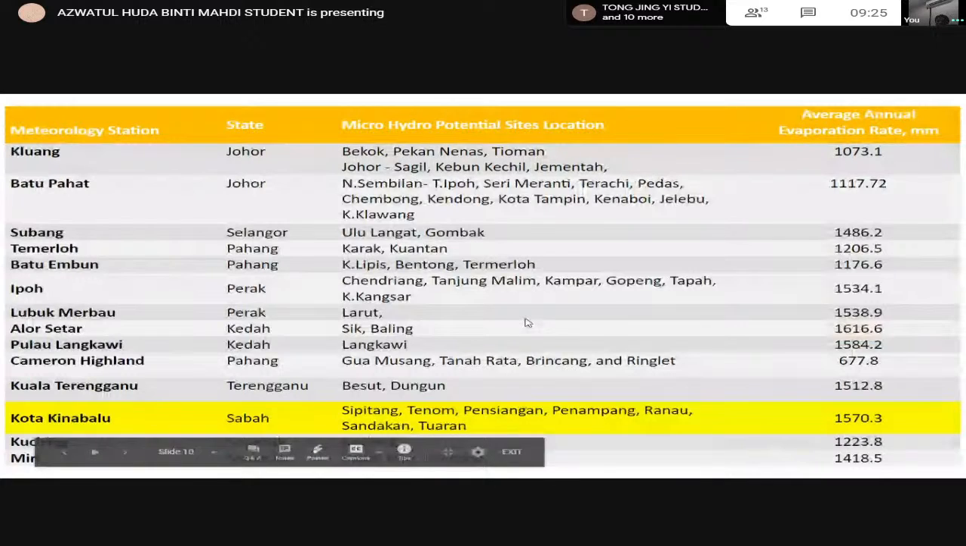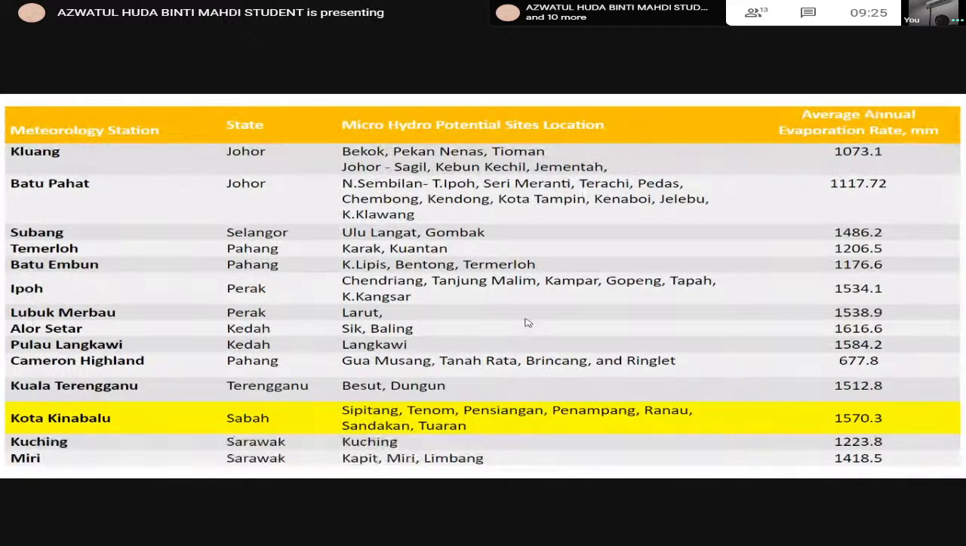Okay, as you can see in this slide, this is the potential site location in our country. Let's focus more on the meteorological station of Kota Kinabalu. The locations which are suitable are in Sandakan, Tuaran and Ranau. The average annual evaporation rate is 1,570.3. Basically, this is the information that the researchers got from the two departments that I mentioned before. Okay, next.